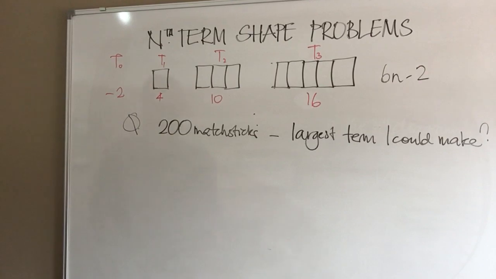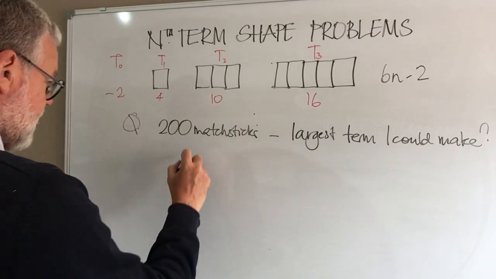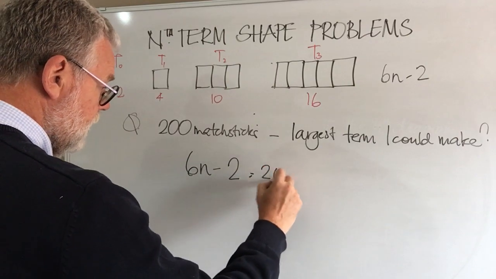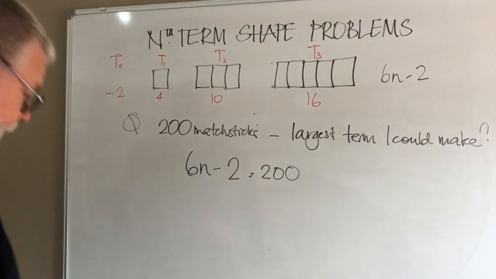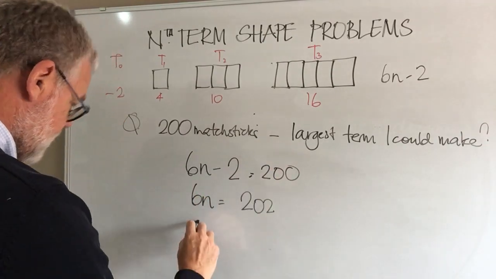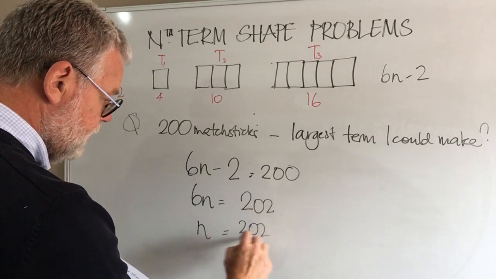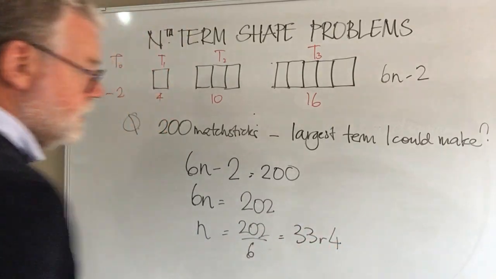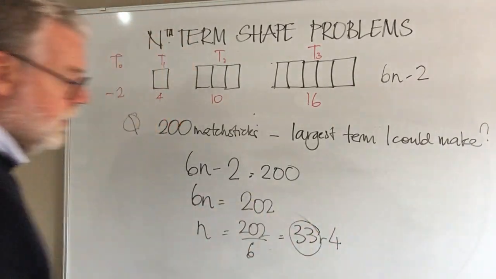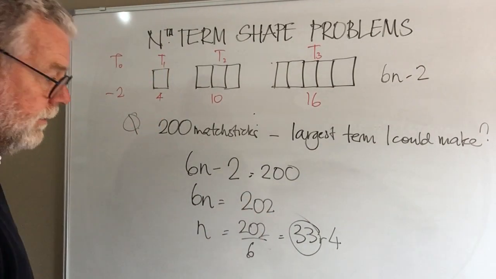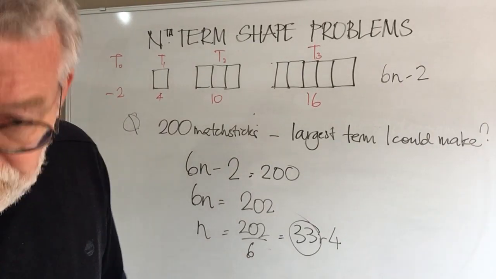Well, this is where we use our understanding of the inverse operation and setting up equations, because what we're really doing is testing 6n minus 2 equals 200. And then 6n equals 202, because we've changed the side and changed the sign. n is 202 divided by 6, which equals 33, remainder 4. So the largest number of terms or shapes that we could make would be the 33rd term, but we'd have 4 matchsticks left over. And that's it.